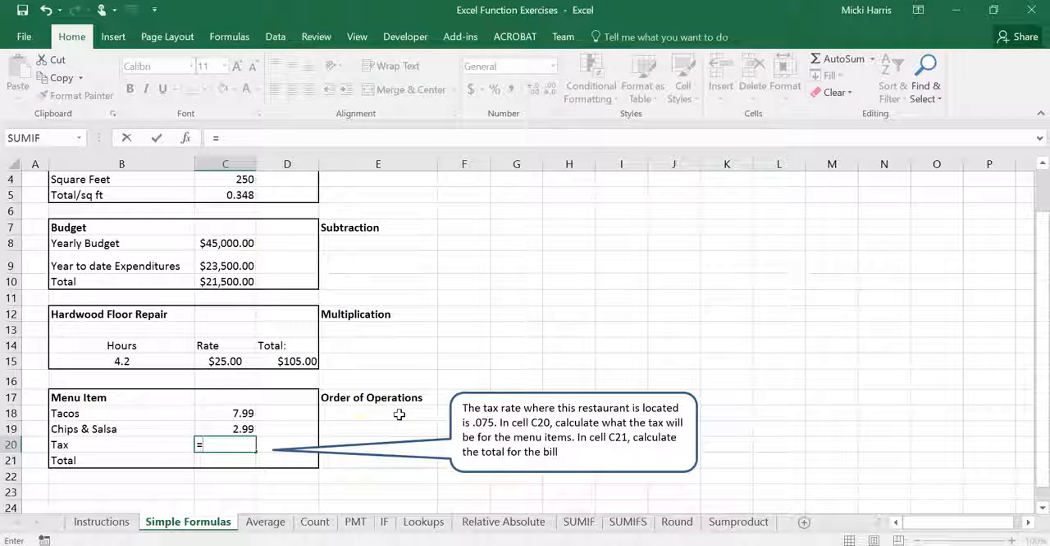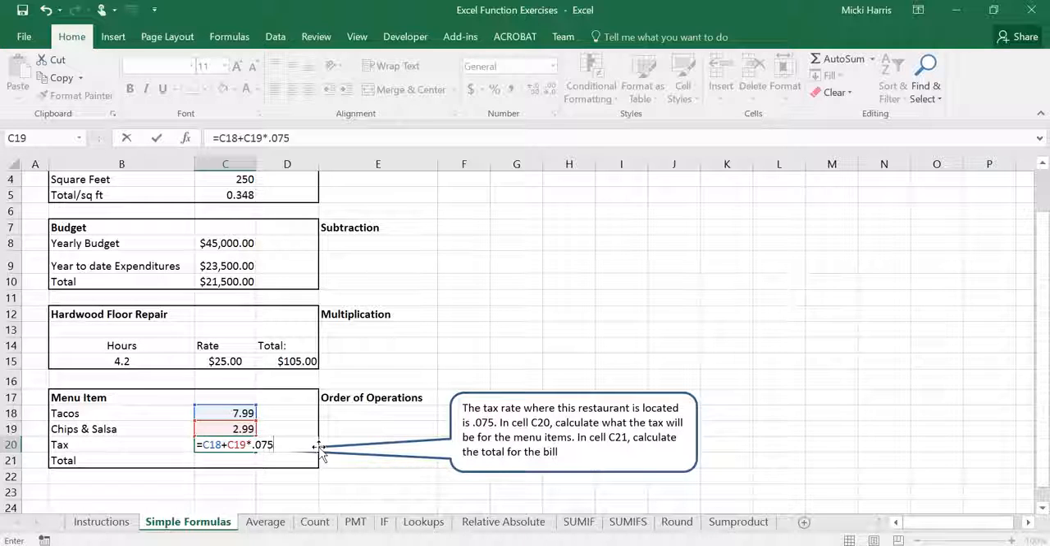So equal, I'm going to click on my C18, my tacos, plus the chips and salsa, which is in C19, and I'm going to multiply this by 0.075. Now let's take a look at this formula. If I were to just leave it like this, what's going to happen first? I have to be aware of my order of operators. So if you remember back to math class, multiply and divide happen first, followed by addition and subtraction.